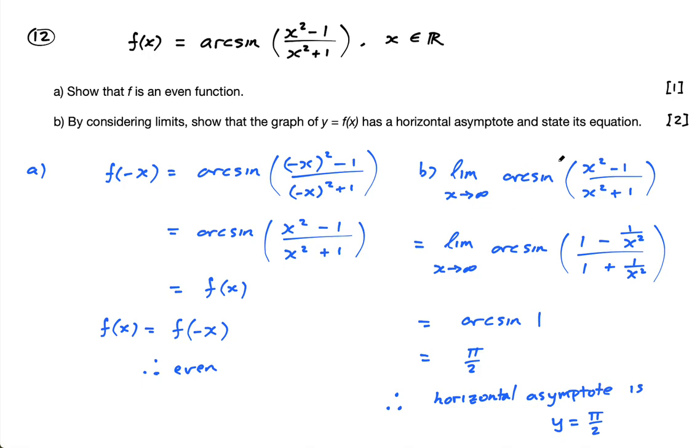Okay, that's part A and B. Already, you could argue, a tough 3 marks. Well, all that work just for 3 marks. Anyway, I'll do C and D in the next video.